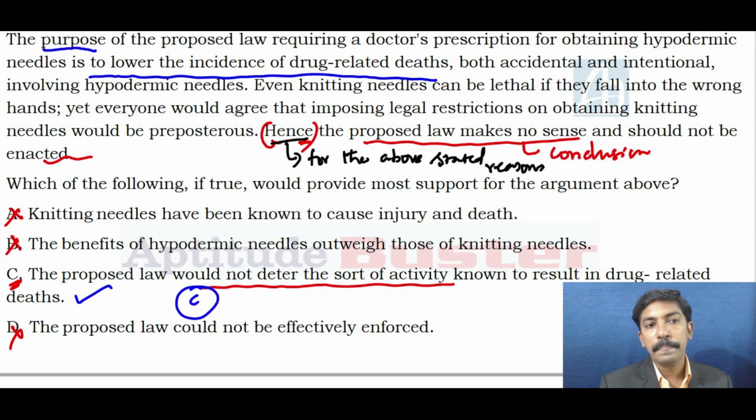How? By mandating that whoever wants to buy a hypodermic needle should have a doctor's prescription, like that of buying a sleeping pill. A sleeping pill can be bought only with doctor's prescription. Likewise, a hypodermic needle can be bought only with doctor's prescription. From the first sentence itself, we can deduce that hypodermic needles is of medicinal use. Move on to the next sentence.